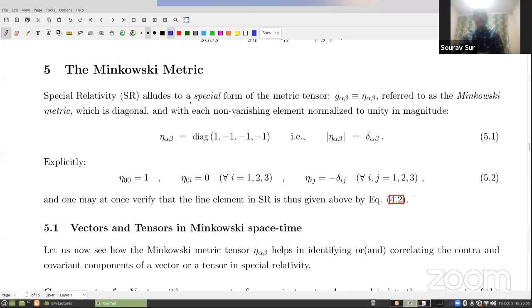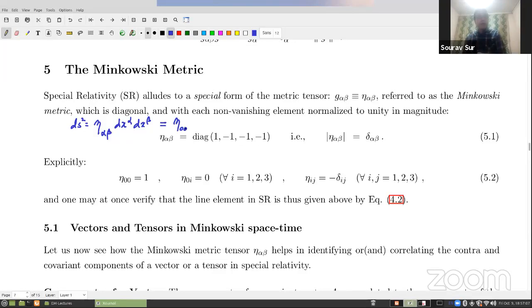Now, special relativity alludes to a special form of the metric tensor, g alpha beta, often denoted by eta alpha beta, referred to as the Minkowski metric, which is diagonal and with each non-vanishing element normalized to unity in magnitude. So it is diagonal 1, -1, -1, -1. That is, in magnitude, eta alpha beta is delta alpha beta. Explicitly, eta 0 0 is 1, eta 0 i is 0 for all values of i, and eta ij is minus delta ij. Because you write the Minkowski metric in this way, ds squared as eta alpha beta dx alpha dx beta.